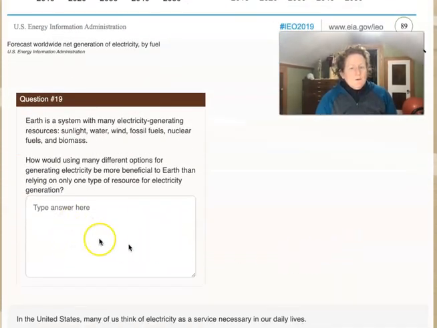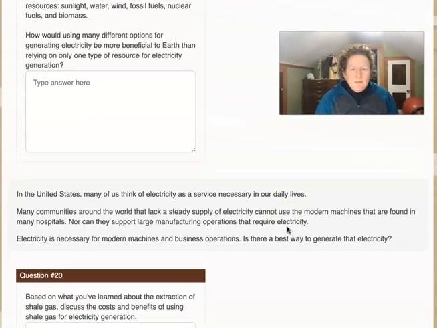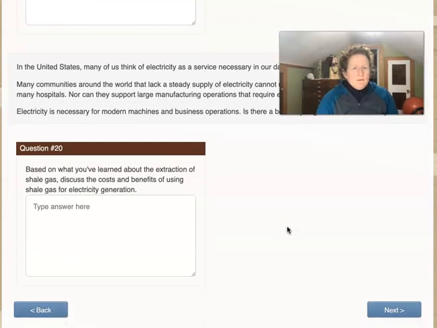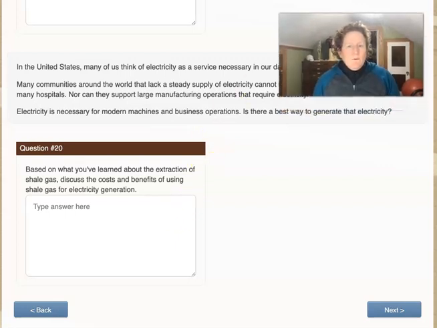So you can type your own answer for number 19 and number 20. Think about all the different aspects of extracting shale gas to burn to produce electricity, and think about the costs and benefits of extracting that gas. How does it affect local communities? How does it affect air pollution? How does it affect global warming?